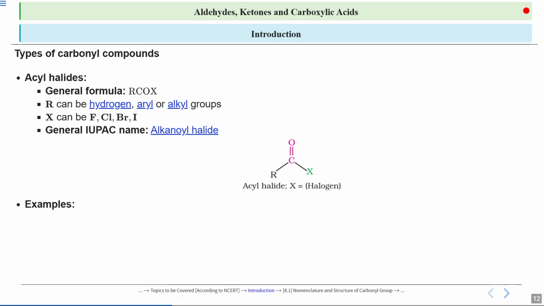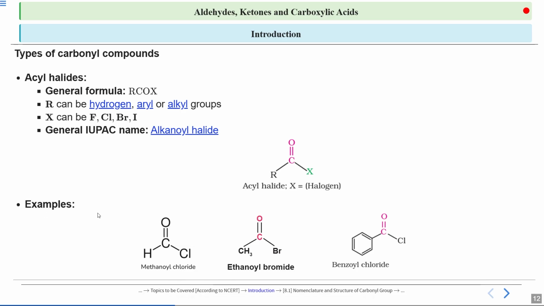Now let's see the examples. So this is an acyl halide. You see, this is C double bond O. On one side you have a hydrogen, on the other side you have a chlorine. So this is methanoyl chloride. Similarly, look here, this is a carbonyl group, C double bond O. On one side you have an alkyl group and on the other side you have a halogen, which is bromine. So this is ethanoyl bromide. Similarly, look here, this is a carbonyl group. On this side you have an aryl group and on this side you have a halogen, which is chlorine. So this is benzoyl chloride. Okay, this is how your acyl halides look like.